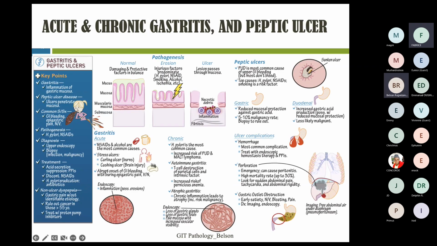So this diagram is comparing acute gastritis, chronic gastritis, and the peptic ulcer. So you will just read it, so I don't have to go through it again.